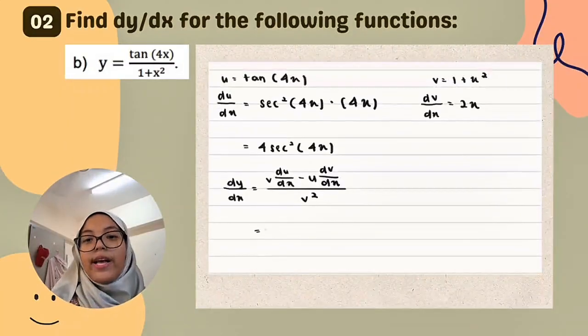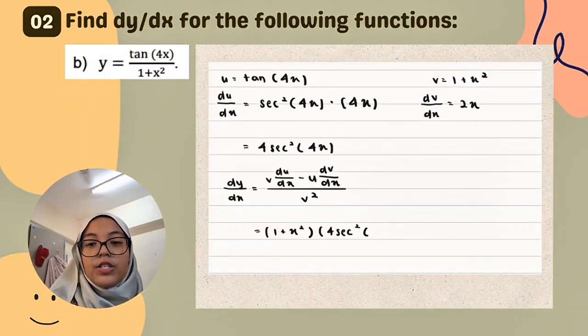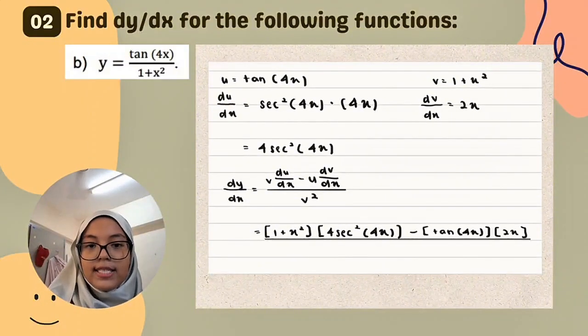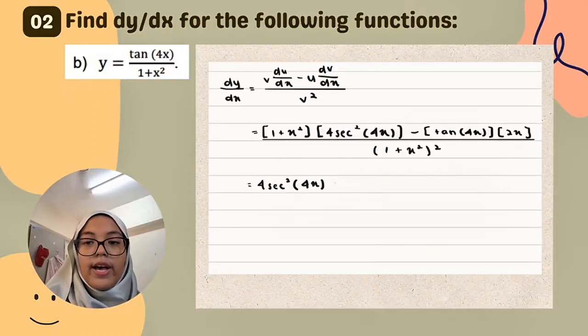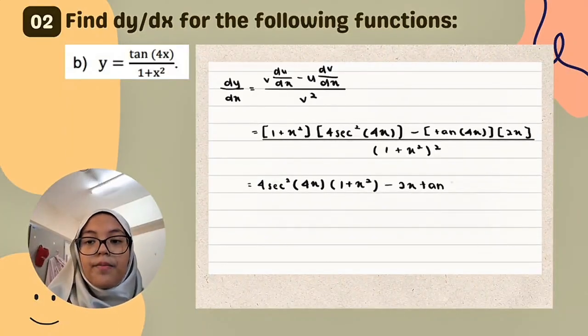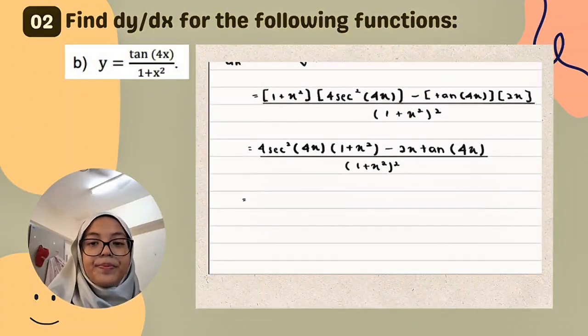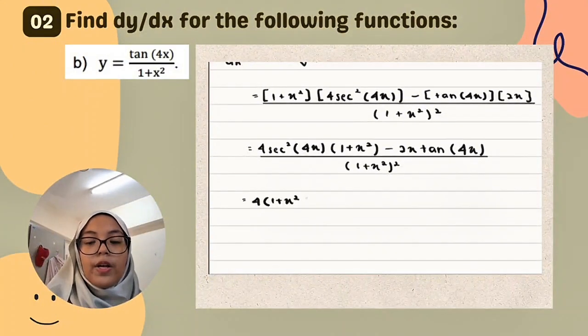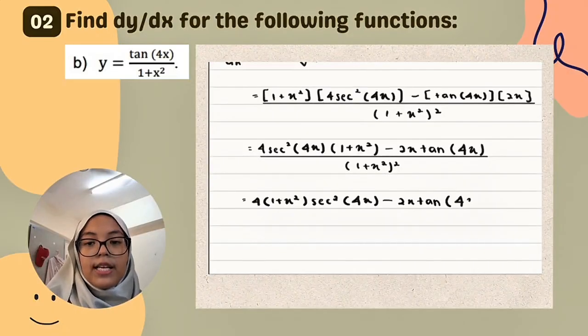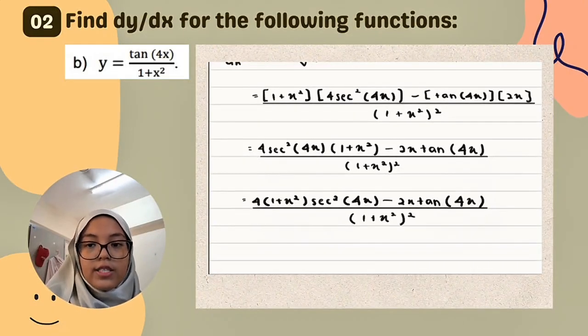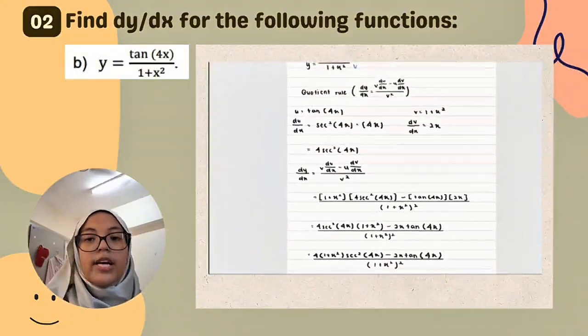Next, we have to expand the equation. So when we expand, we get 4 secant squared 4x brackets 1 plus x squared minus 2x tangent 4x over 1 plus x squared, squared. And then we're going to put it in a very nice form, which is 4 times 1 plus x squared secant squared 4x minus 2x tangent 4x over 1 plus x squared, squared.